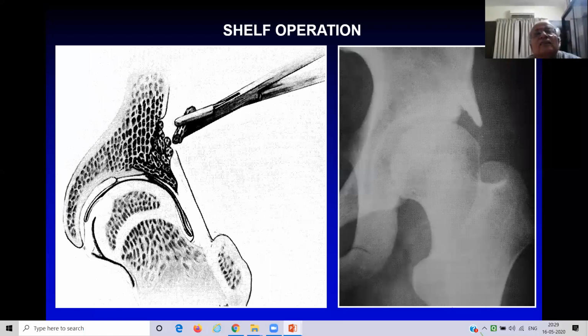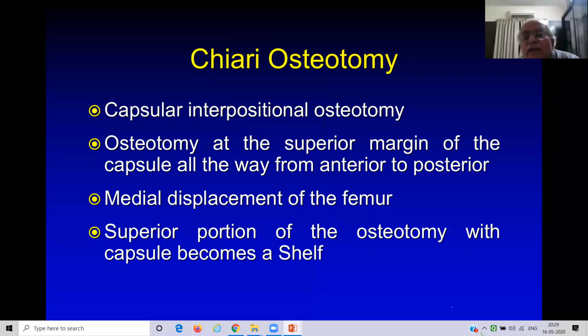The next is the Chiari osteotomy. Does anybody know how this operation was developed? I don't think so, okay, but I should pass this knowledge to the younger generation because this was told by my chief.